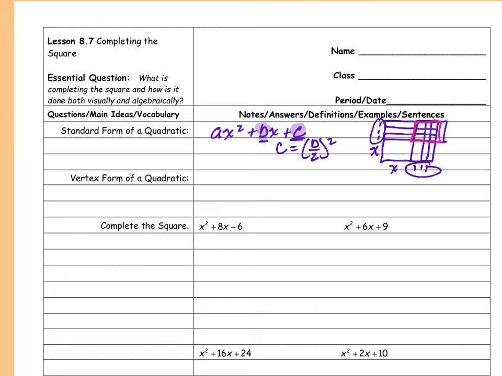Now we're going to talk about the vertex form of a quadratic. And this is really why we're trying to learn this C equals B divided by 2 relationship, because we want to put it into a square. Remember, we're drawing that square. We want to put it into a square.